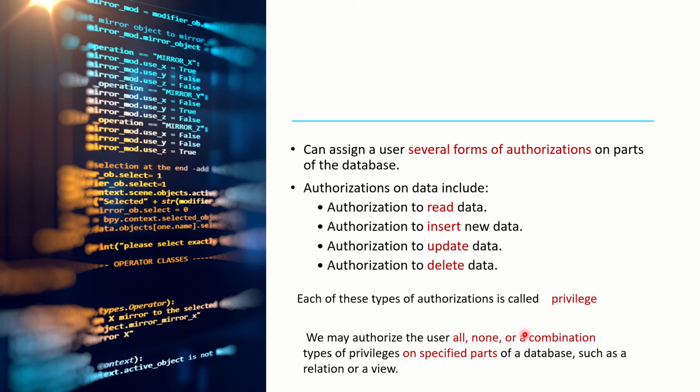To a user, we can give either all privileges, that means all these operations can be performed on the database, or none. None means no option, that is they cannot read data, they cannot insert data, they cannot update data, they cannot delete data. Or a combination of these privileges, that is we can give any one of these privileges or any two privileges. So a combination can also be applied to the users. Okay.